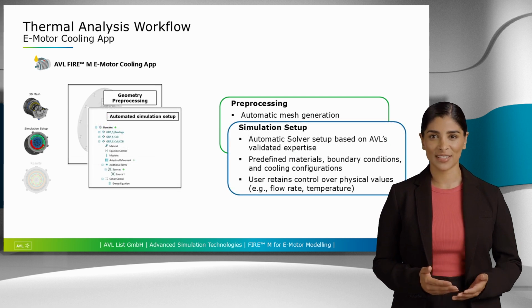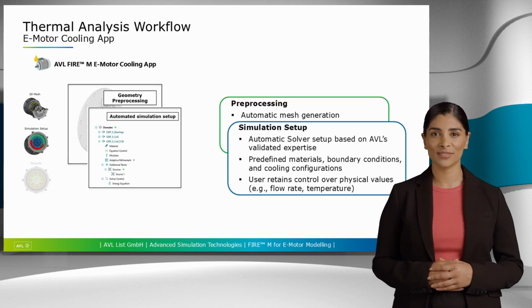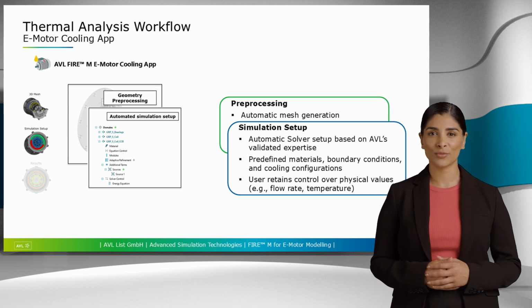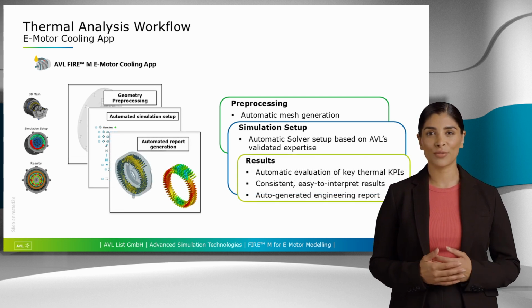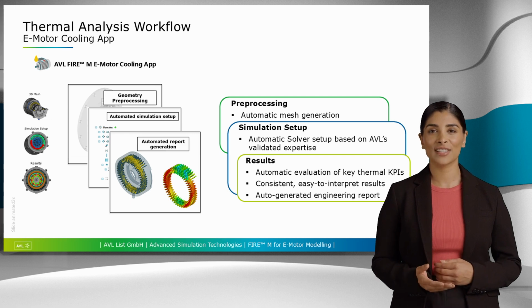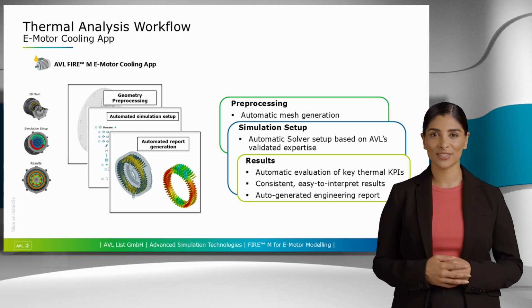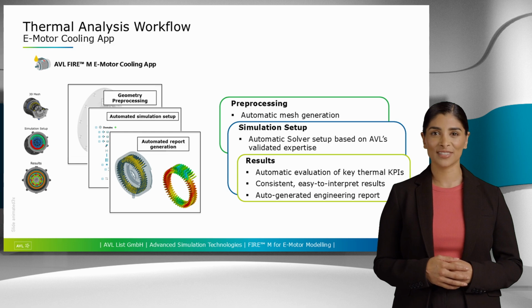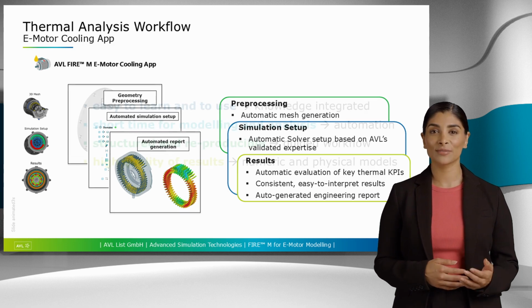The setup of the analysis task is automated too, based on best practice simulation models, and the values of numerical and physical model parameters are pre-selected. Material data are accessible through an extensive database. The app also automatically extracts the key thermal performance indicators from the simulation results and creates, if desired, a PowerPoint-based report. The results are provided in such a way as to facilitate further decision-making.